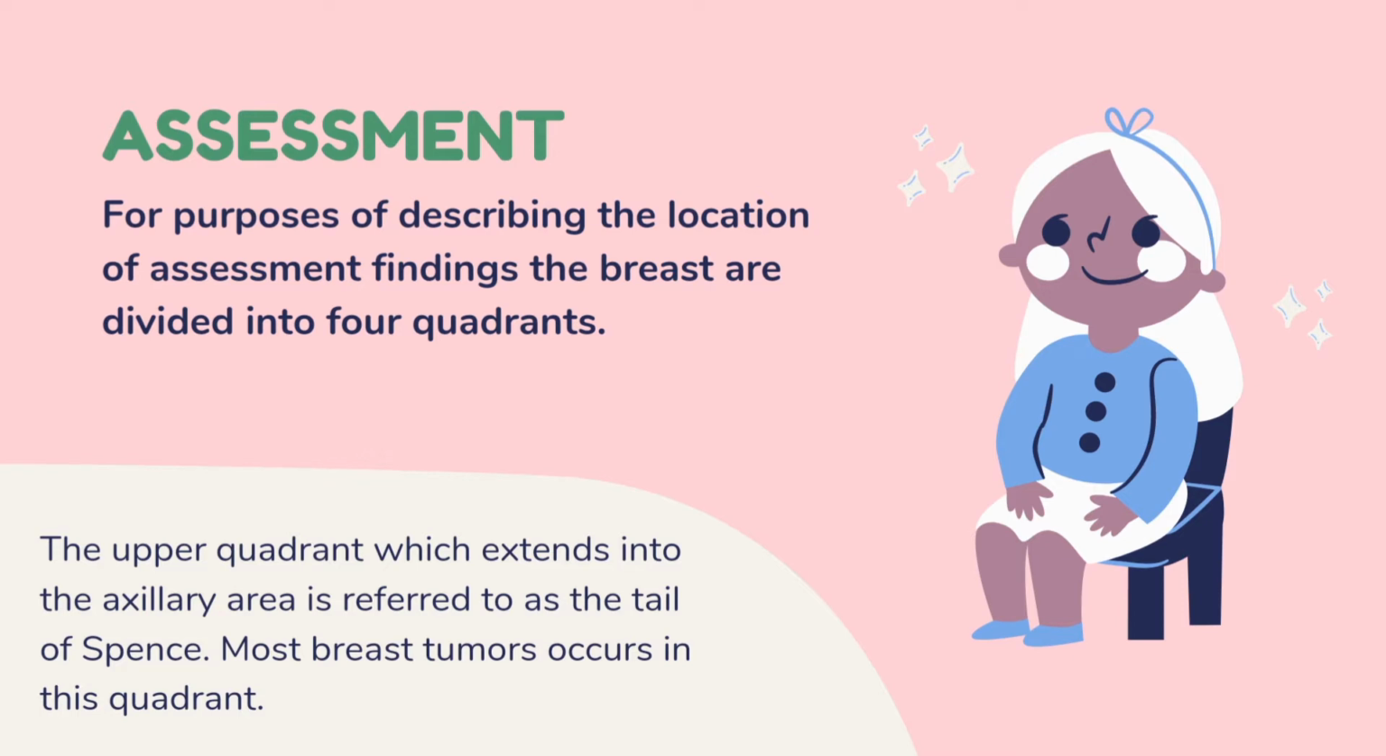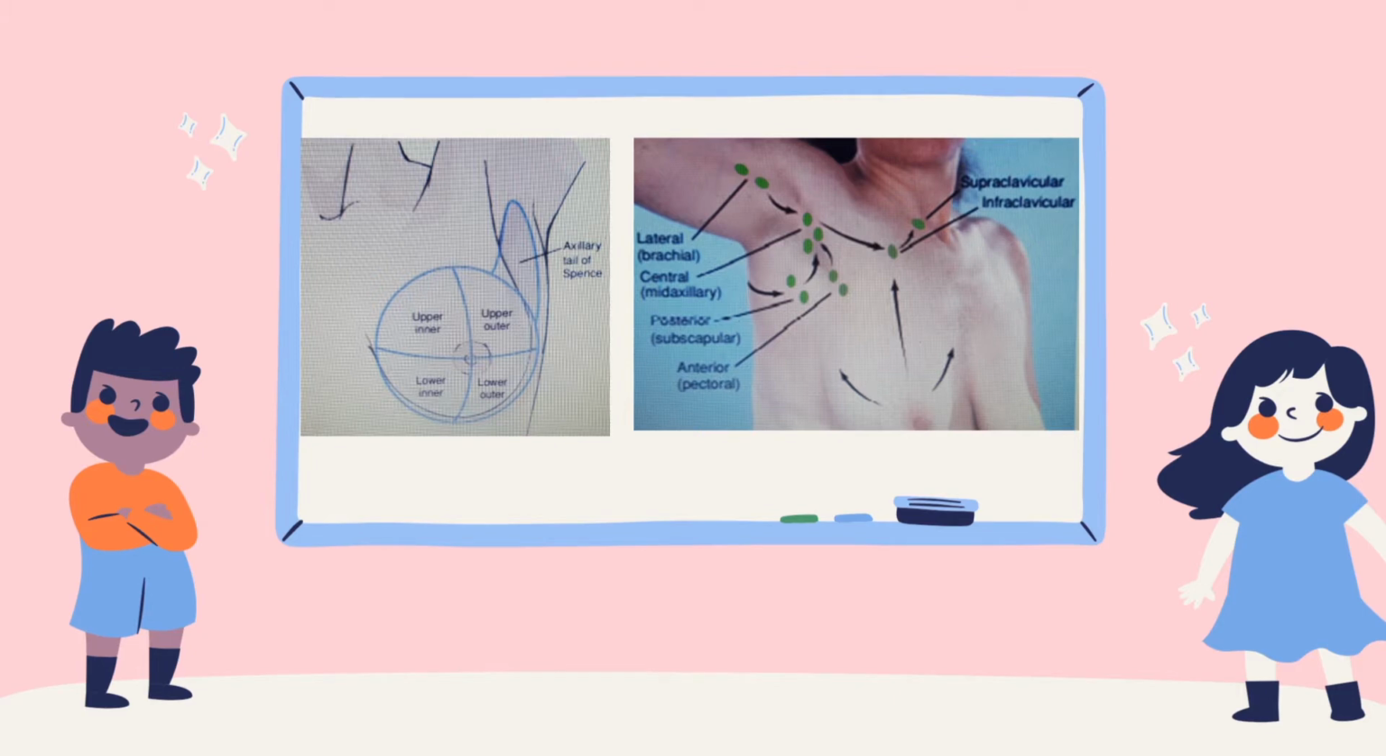Assessment. For purposes of describing the location of assessment findings, the breasts are divided into 4 quadrants. The upper quadrant, which extends into the axillary area, is referred to as the tail of Spence. Most breast tumors occur in this quadrant. These are the 4 quadrants of the breast: the upper outer quadrant, lower outer quadrant, upper inner quadrant, and lower inner quadrant, and also the axillary tail of Spence, or what we call the location where lymph nodes are found.